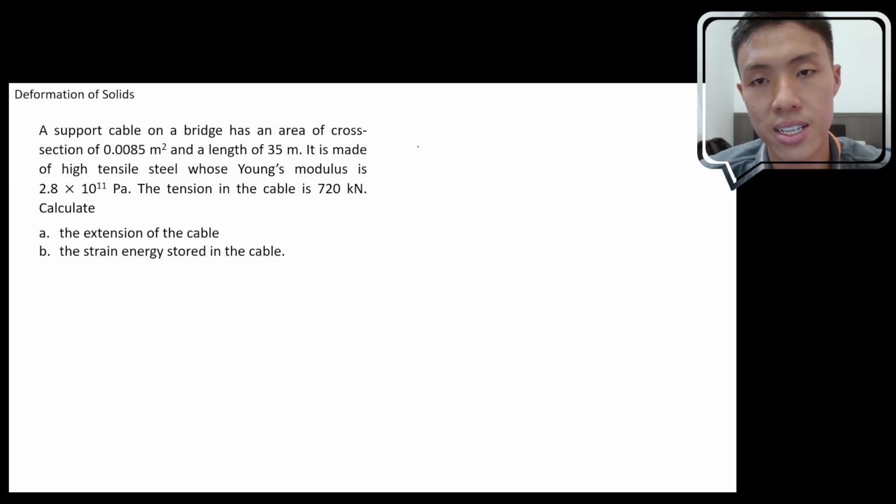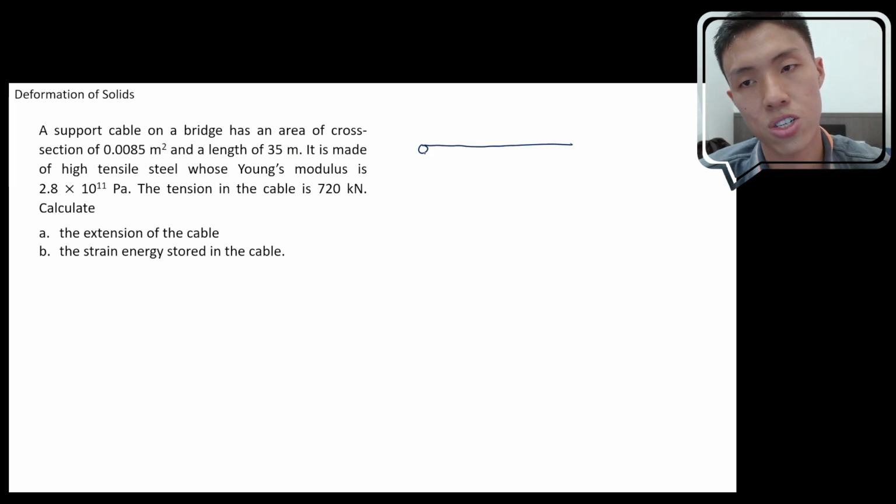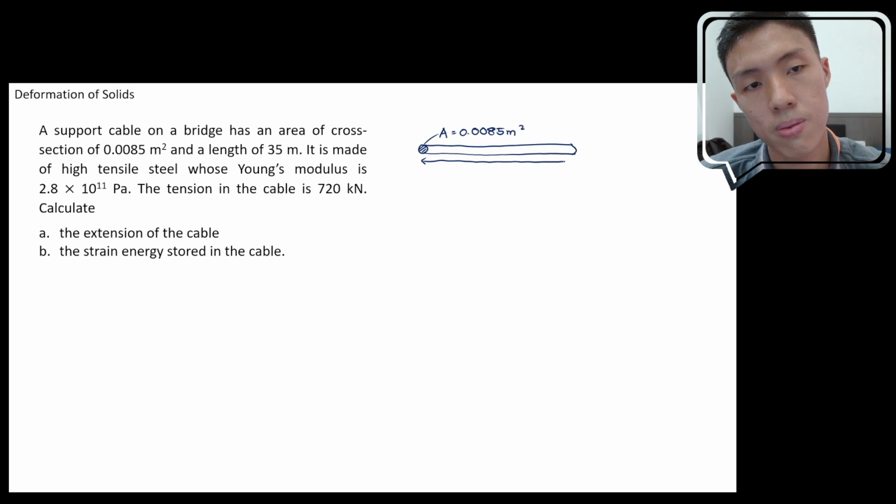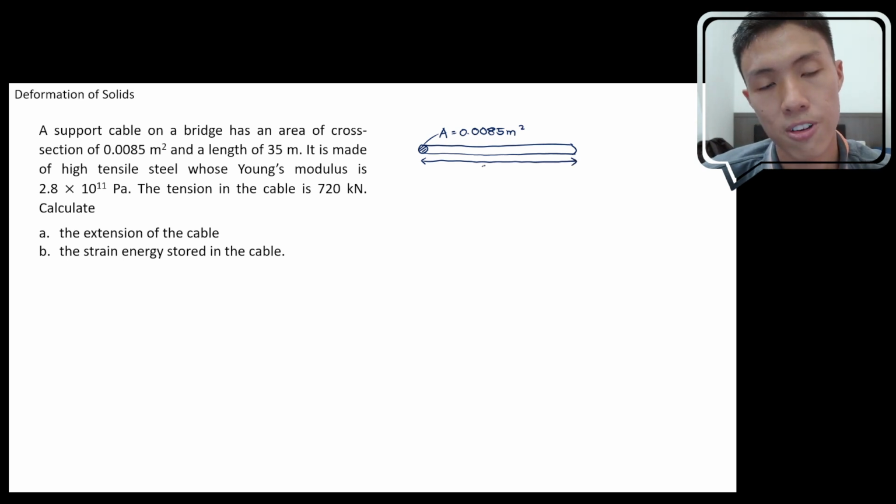Then they say that this cable here has an area of cross section 0.0085 meter square. So the cross section area is this one over here. So the area here is mentioned to be 0.0085 meter square. Then the length of this support cable here is equal to 35 meter.